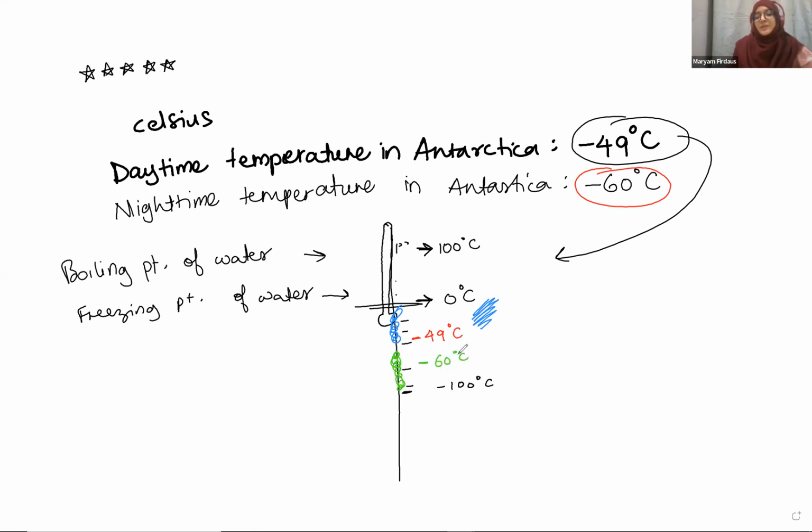Yeah, excellent. So this will be over here, -60 degrees Celsius. Now can you tell me which one is colder? It's minus 60 degrees Celsius. Yeah, okay, that is colder. So this is one place where we use integers, where you use negative numbers, is when we're talking about temperature.